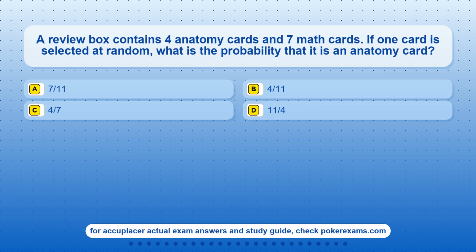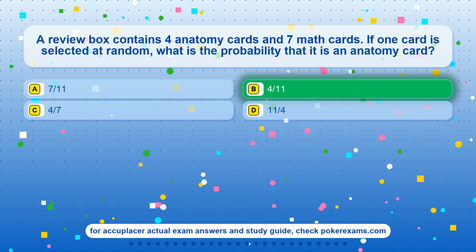Question 24. A review box contains 4 anatomy cards and 7 math cards. If one card is selected at random, what is the probability that it is an anatomy card? Option A, 7/11. Option B, 4/11. Option C, 4/7. Option D, 11/4.